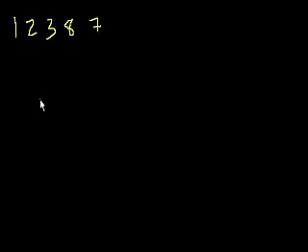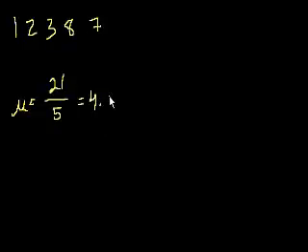14 plus 7 is 21. So the mean of this population: you sum up all the data points, you get 21, divided by the total number of data points, 1, 2, 3, 4, 5. 21 divided by 5, which is equal to what? 4.2. Fair enough.